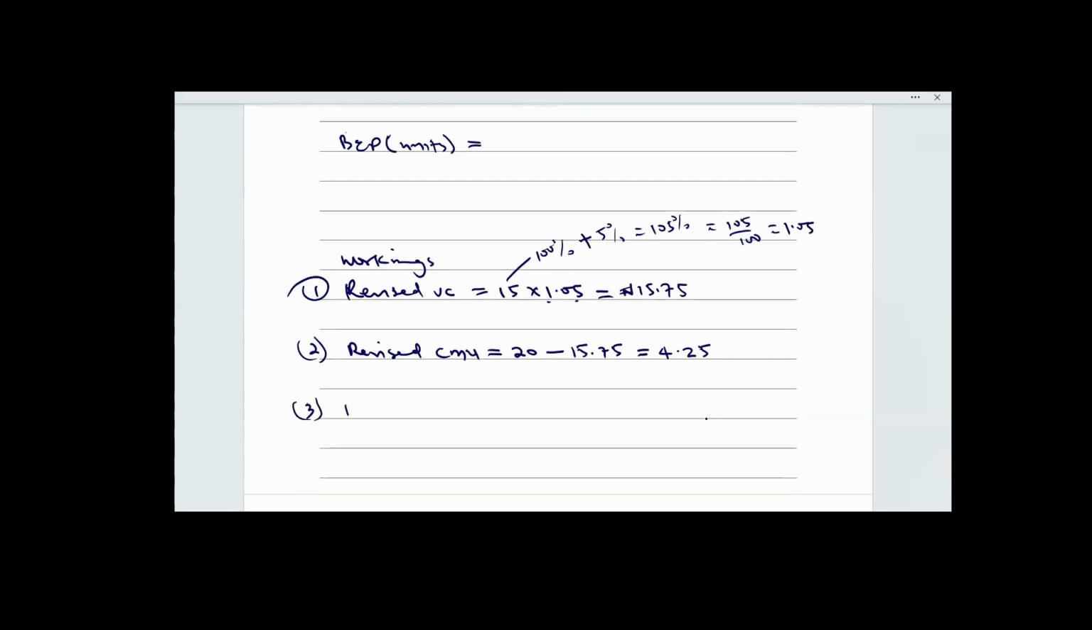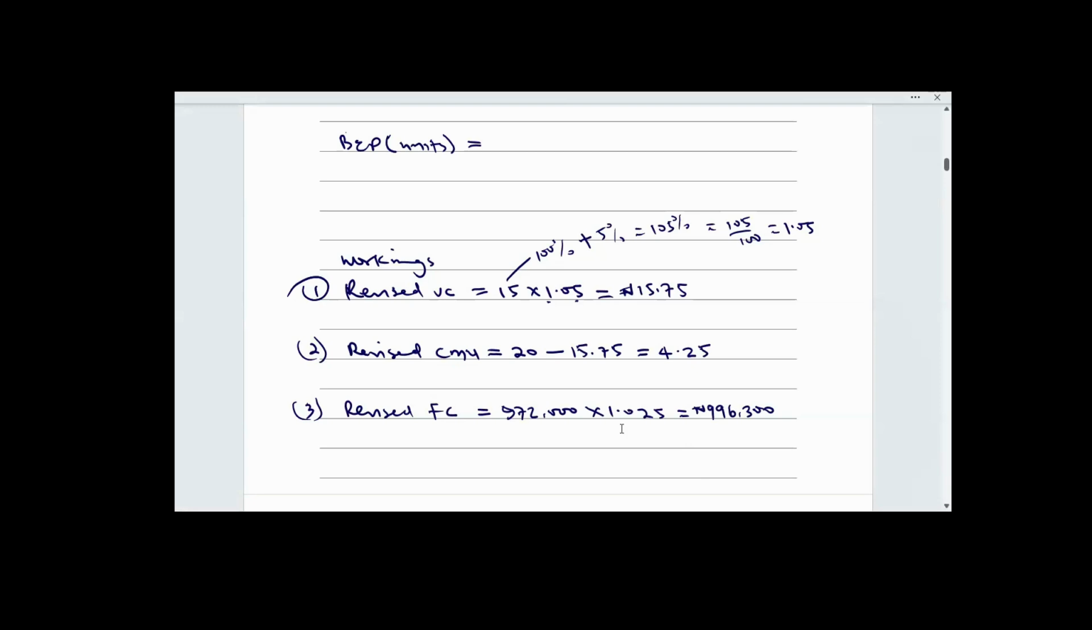I revise the fixed cost. My current fixed cost is 972,000. We're now told that this fixed cost will increase by 2.5%. Therefore, 1.025. This will give me what? 972,000 multiplied by 1.025 is equal to 996,300. Here is 996,300. That's the revised fixed cost.